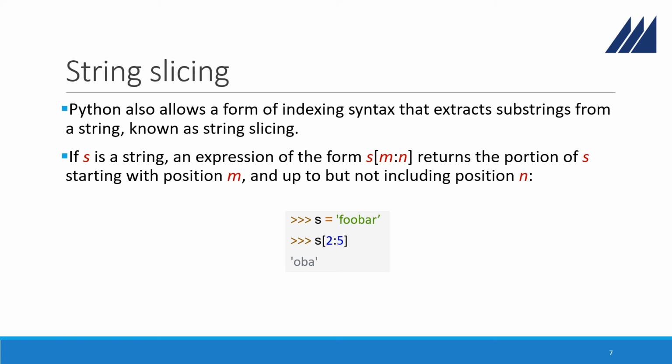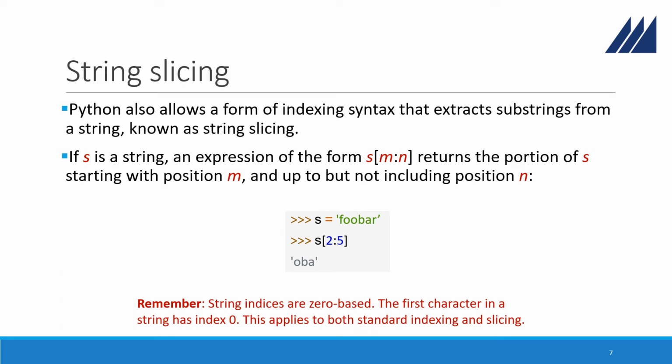As you can see from this example, if I have an S as a string and I want a group or a chunk of this string, I have to specify between the square brackets where to start from and where to stop at. Here I'm saying start from M and stop at N, but do not include the character located at index N. And between these two numbers, M and N, I'm going to have a colon.